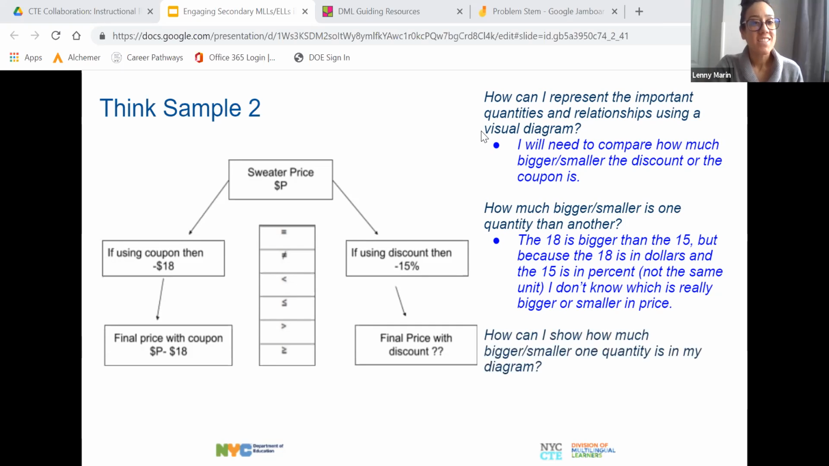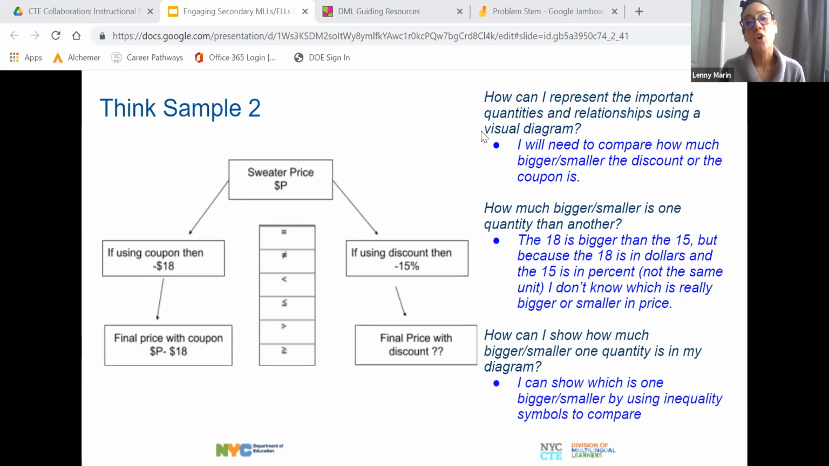And then I love this: how can I show how much bigger or smaller the quantity is? This student recalled that they can show this by using inequality symbols to compare. So you have two students processing, also very different from the way that we were here in this group.